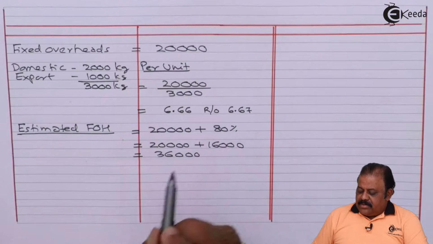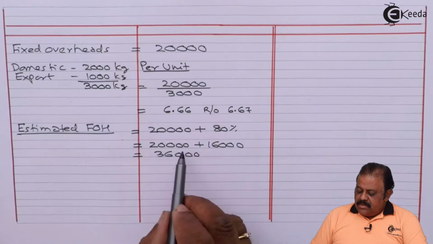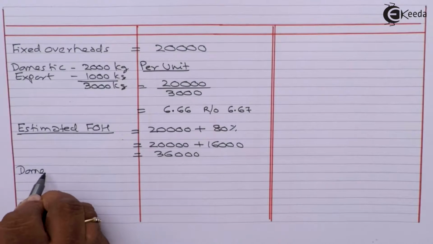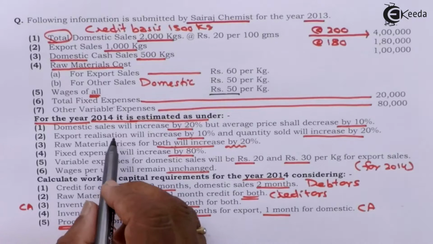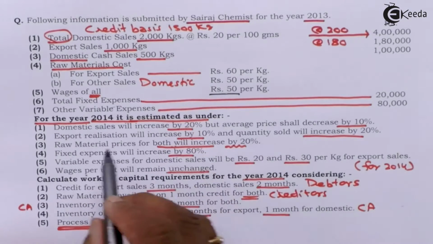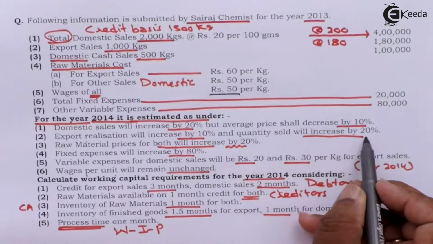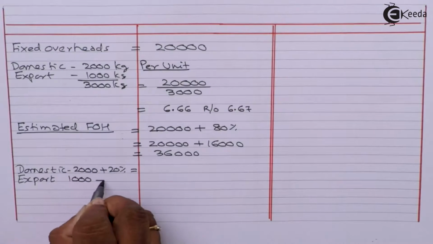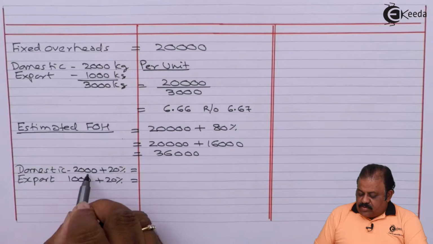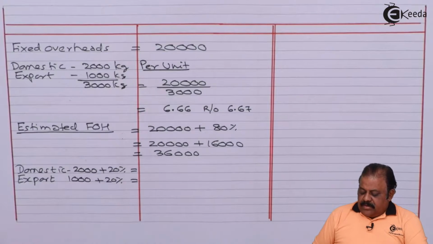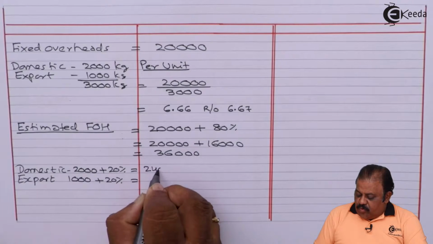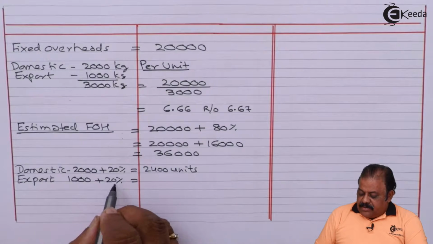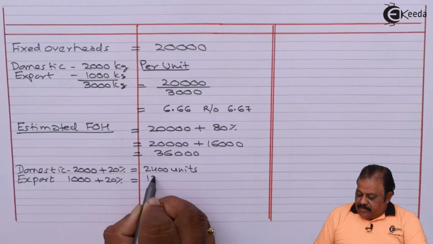Fixed expenses will increase by 80%. This 20,000 plus 80%. 80% comes to 16,000. So 20,000 plus 16,000, total it is 36,000. Domestic sales will increase by 20%. In case of export, quantity sold will increase by 20%. In case of domestic, 2,000 units for current year plus 20%. 20% comes to 400. So it will be 2,400 units. Export 1,000 plus 20%. 20% comes to 200. So it will be 1,200 units.